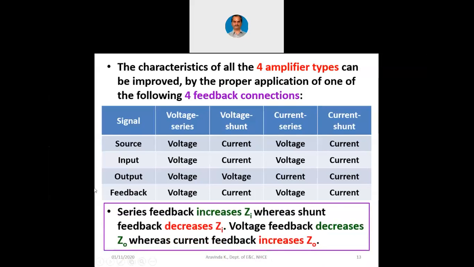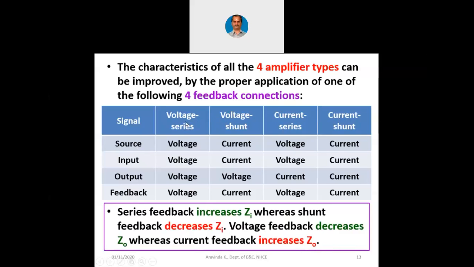Now, as you already know, we have discussed this also. Series feedback increases input impedance, whereas shunt feedback decreases input impedance. Voltage feedback decreases output impedance, whereas current feedback increases output impedance. You can easily remember this. Always the series and shunt connections are at the input side, whereas this voltage and current terminologies are used in context with the output side.